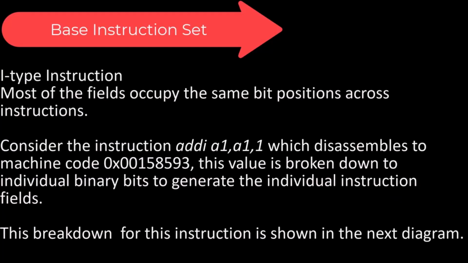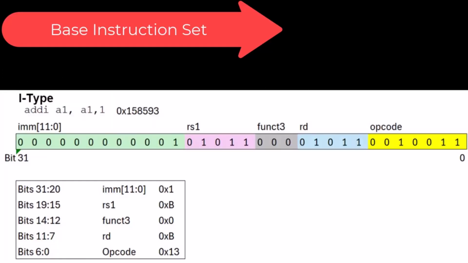I-type instruction. Most of the fields occupy the same bit positions across instructions. An example is the instruction add IA1, A1, 1, which disassembles to hexadecimal 00158593. The breakdown of the fields for this instruction is shown in the diagram.